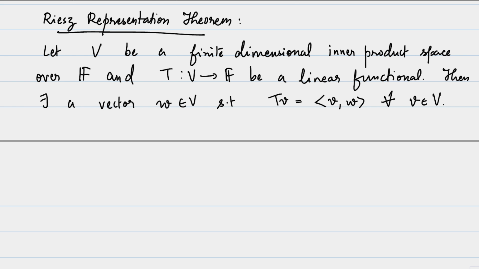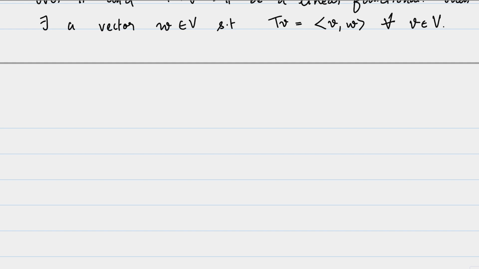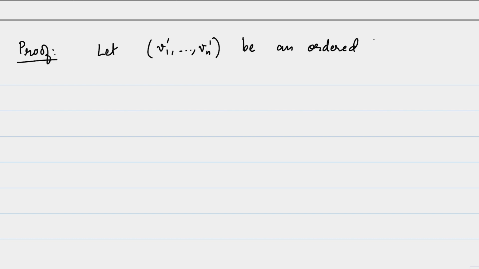So let's look at a proof of this particular theorem. The proof is revealing in the sense that it will also give us an algorithm to get hold of one such W. So V is an inner product space. Let V1 prime to Vn prime be an ordered basis of V. So it's finite dimensional, and n is the dimension of capital V.